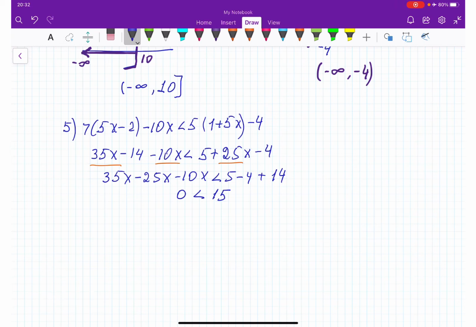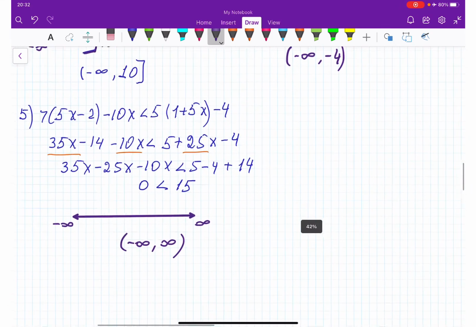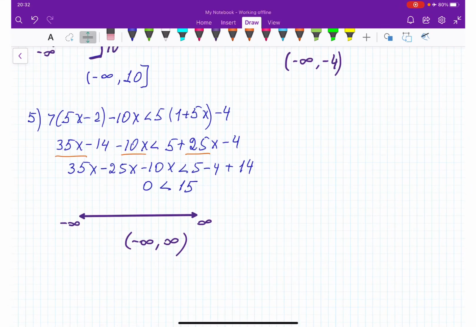Therefore, at this point, the solution is going to be the entire line, so it's going to be from negative infinity to positive infinity. Because there is no x, 0 less than 15, that's a true statement. Or in the form of notation, I'm going to put negative infinity, comma, positive infinity. Yes? Next.